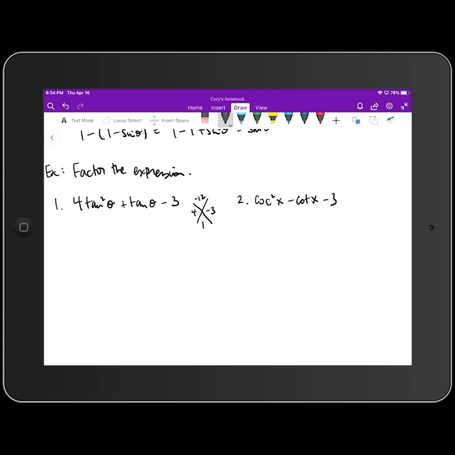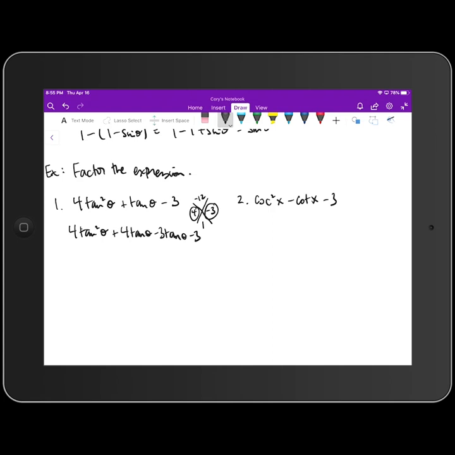Okay, so when we factor this, our goal is to take that middle term and break it apart into two terms using these two numbers that we found here as the coefficients. So I can do that by taking tangent and rewriting it in terms of two terms as 4 tangent of theta minus 3 tangent of theta. And those two expressions there are equivalent.